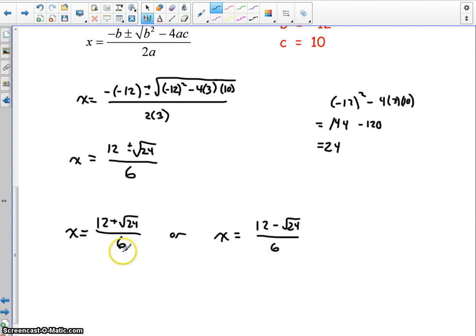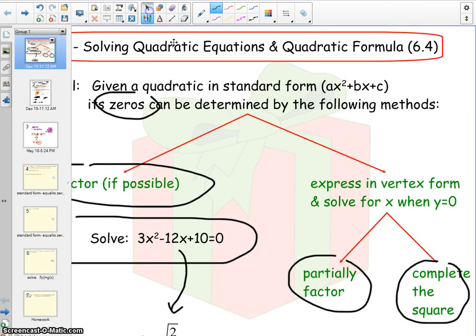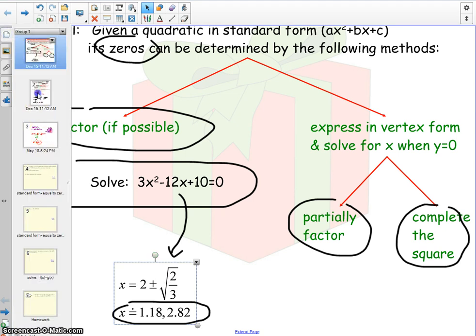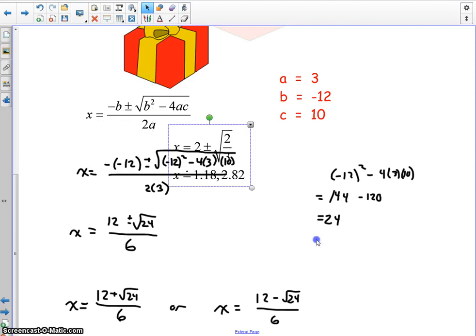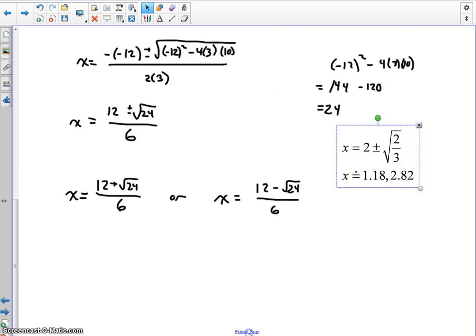Let's compare those to the answers that we got when we did it the first time. Last lesson, we got these answers right here. At first glance, you might think, oh, these look different. If you look at the equation in radical form, 2 plus the square root of 2/3, it does look a little different from what we have. But we actually have the same thing, and we're going to check this by running both of these through our calculator. In your calculator, take 12 plus the square root of 24 and divide it by 6.